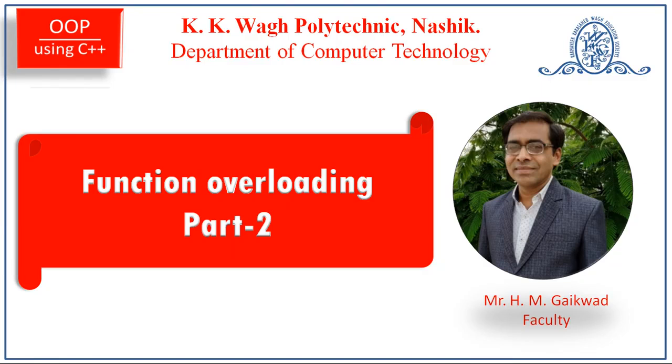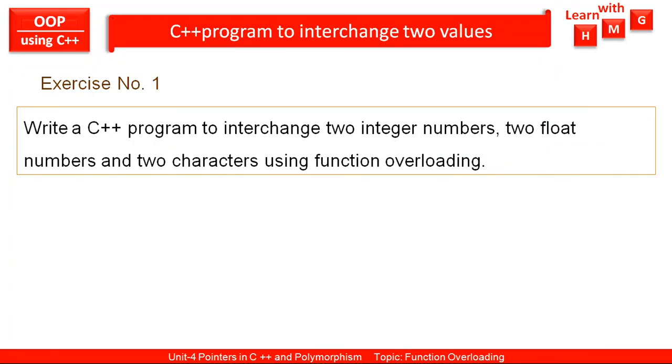In the previous video, function overloading part 1, we learned the theoretical concept of function overloading, how to write overloaded functions in a C++ program by passing different argument lists. Now in this part 2 video, I am going to demonstrate the C++ program to implement the concept of function overloading. The first program we are going to see is to write a C++ program to interchange two integer numbers, two float numbers and two characters using function overloading.